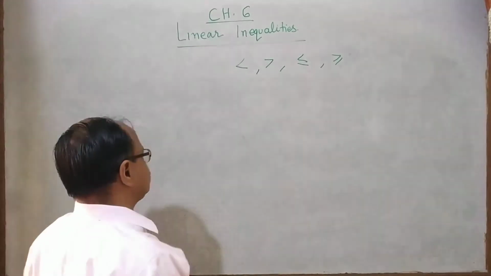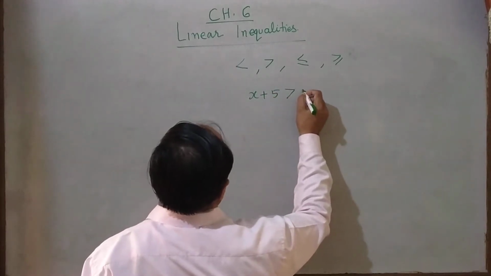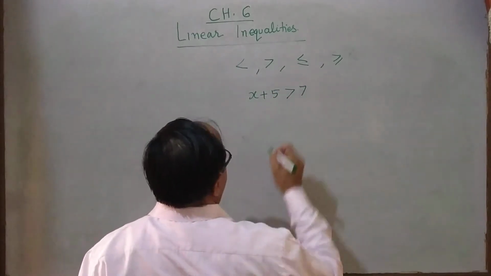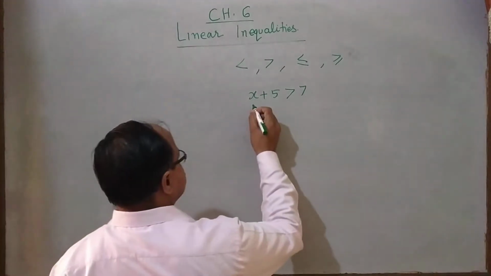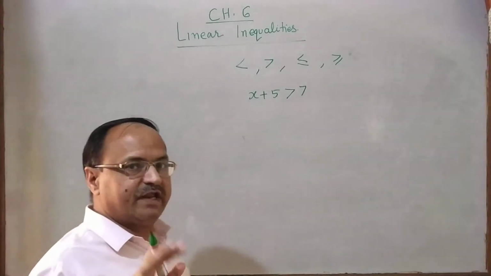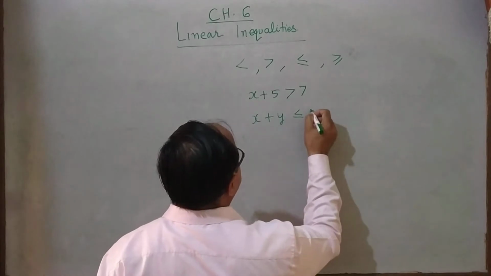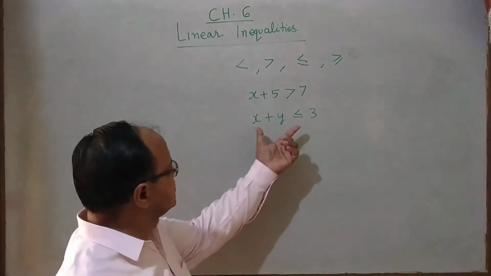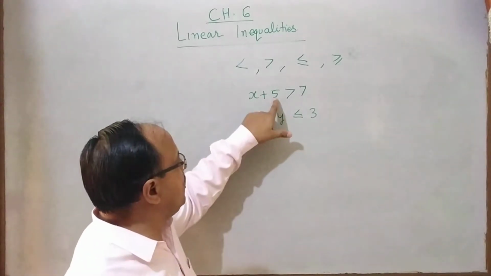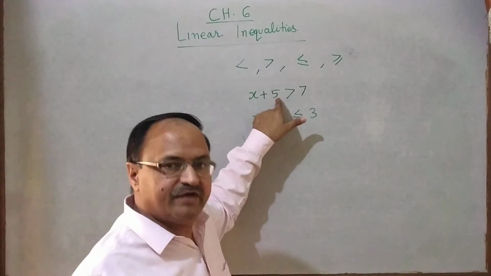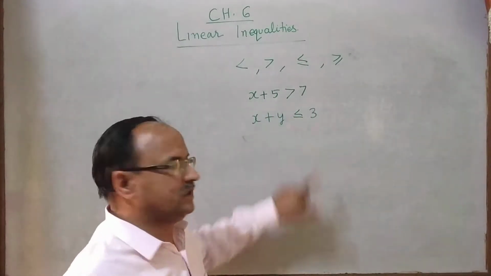Linear inequality, for example, x plus 5 greater than 7. This is called linear inequality in one variable. And x plus y less than or equal to 3, this is called linear inequality in two variables.